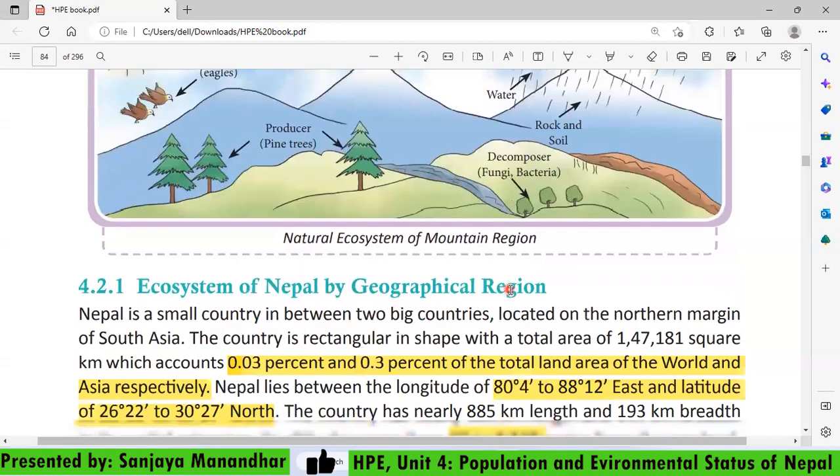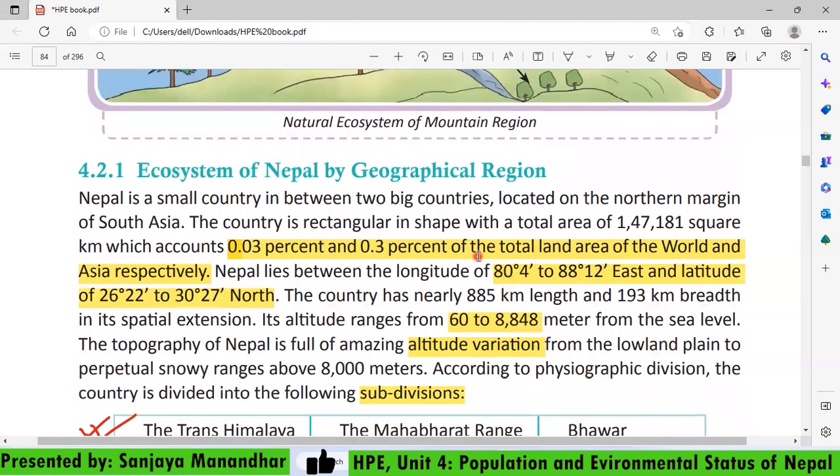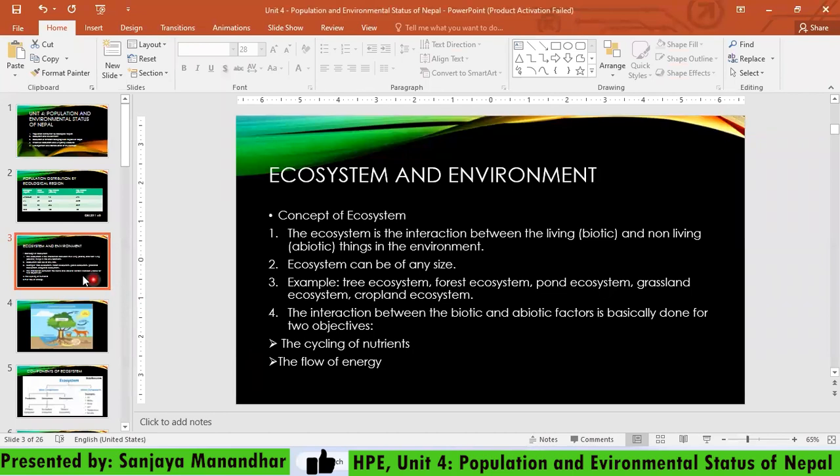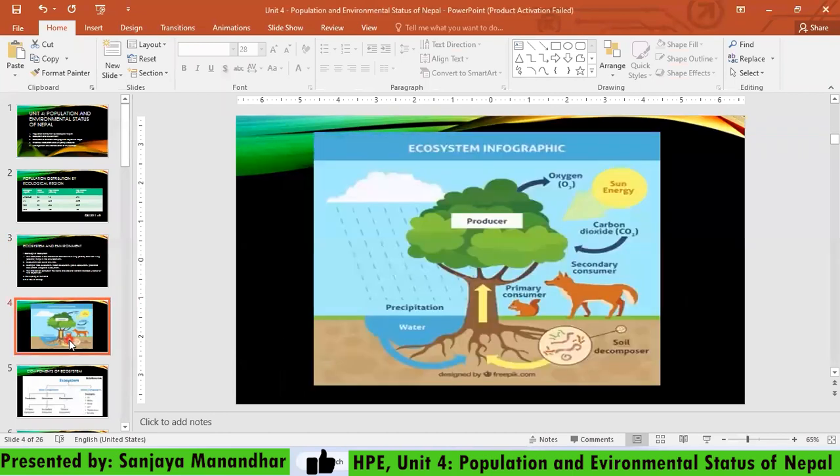Now, ecosystem of Nepal by geographical region. Now we will see this. Before looking at this, I will show you another slide.